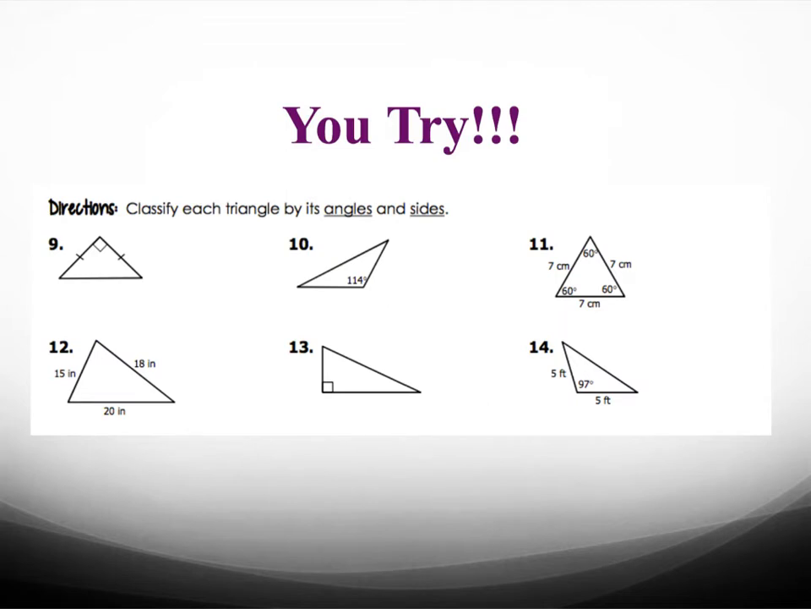Classifying by sides and classifying by angles. This one is a U-tri. You're going to classify each by the angles and the sides. So you should have something like it is obtuse and it is scalene. So I want you to take a second to try these.